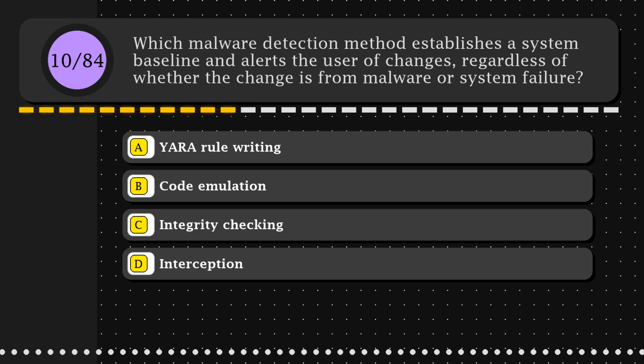Option A. YARA rule writing. Option B. Code emulation. Option C. Integrity checking. Option D. Interception.